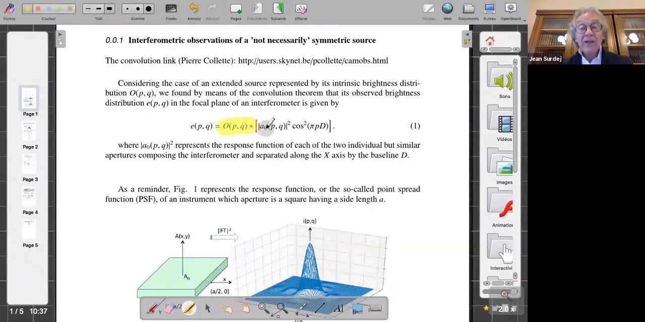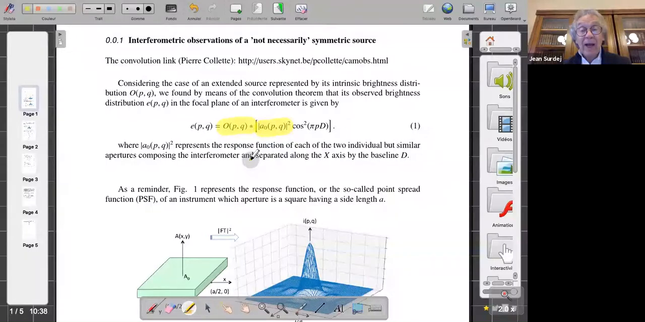Now, the first quantity represents the response function, the point spread function, of one of the two apertures composing the interferometer. And when you combine the two apertures, you have to add this cos squared term, where D is the baseline between the two apertures.